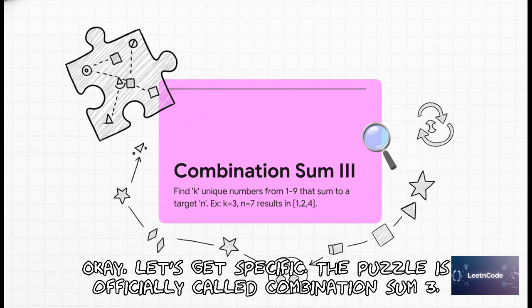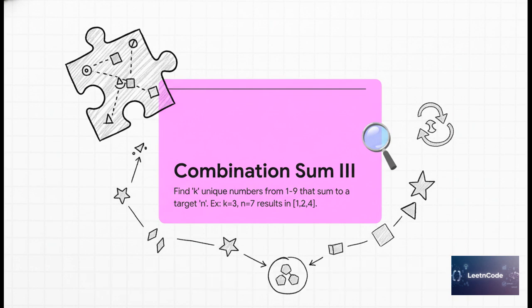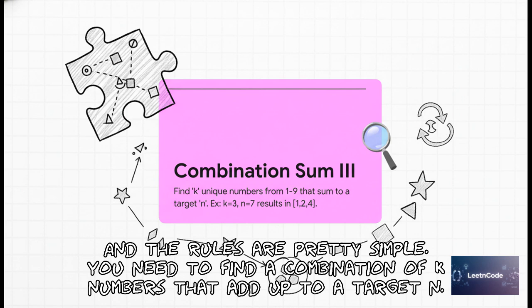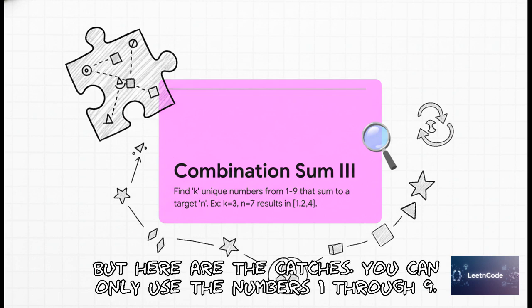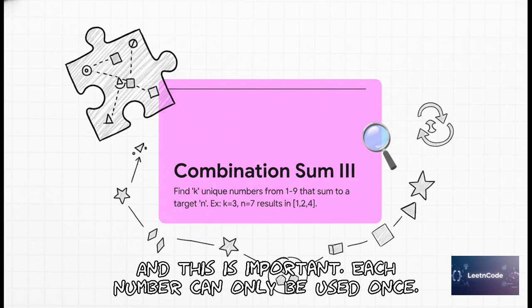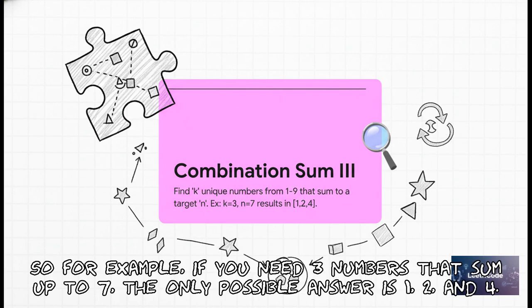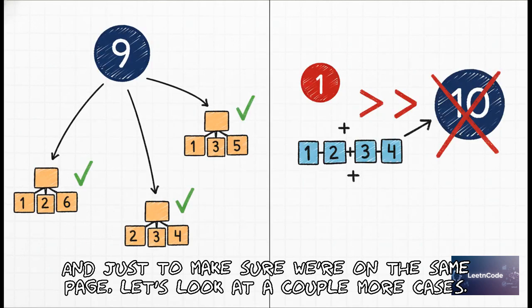Okay, let's get specific. The puzzle is officially called Combination Sum 3. And the rules are pretty simple. You need to find a combination of k numbers that add up to a target n. But here are the catches. You can only use the numbers 1 through 9, and, this is important, each number can only be used once. So for example, if you need 3 numbers that sum up to 7, the only possible answer is 1, 2, and 4.